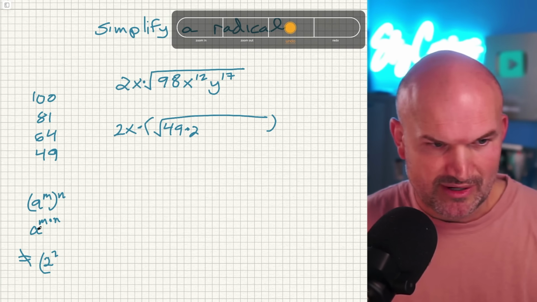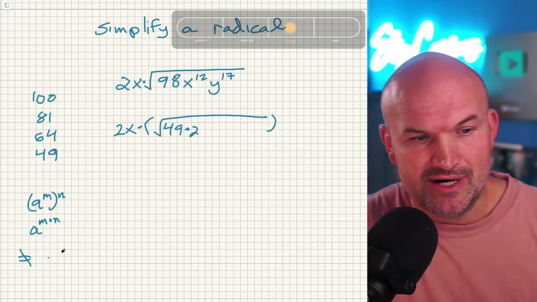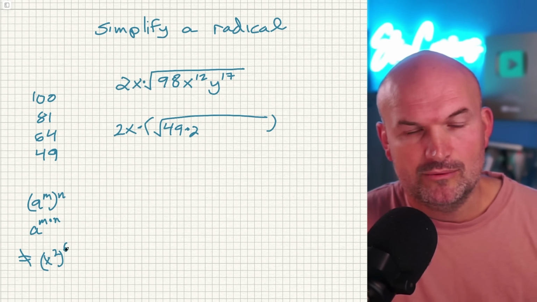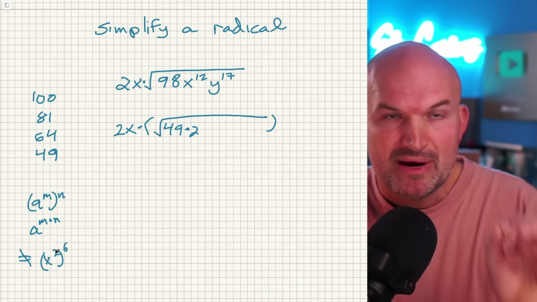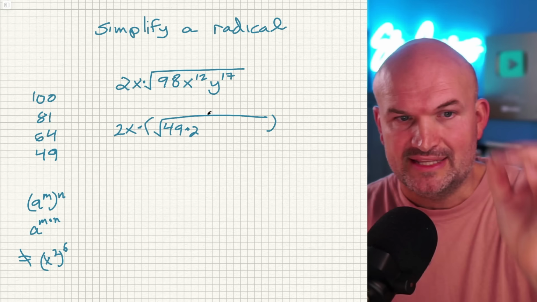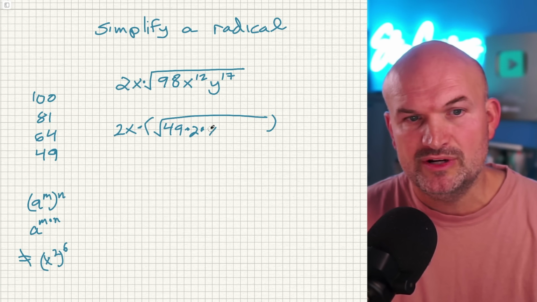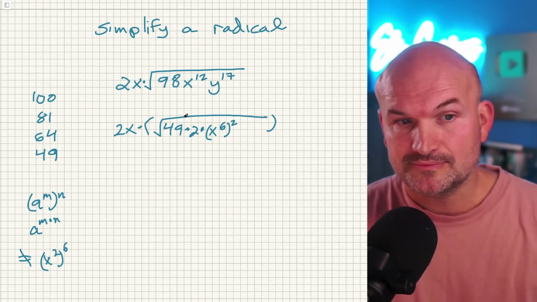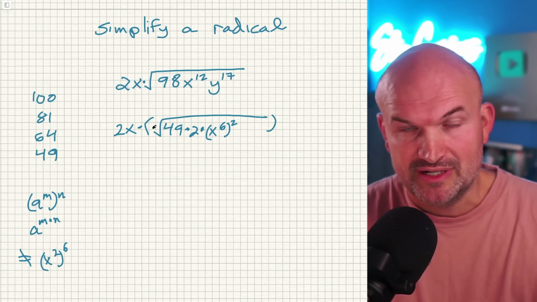I'm sorry, not 2. Where am I getting the 2? An x squared to the 6th power. So x squared to the 6th power. We don't want to write it that way. We want to write it so the power of that matches our index is on the outside. So therefore, this can be rewritten as x to the 6th squared. We always want this power to match our index.